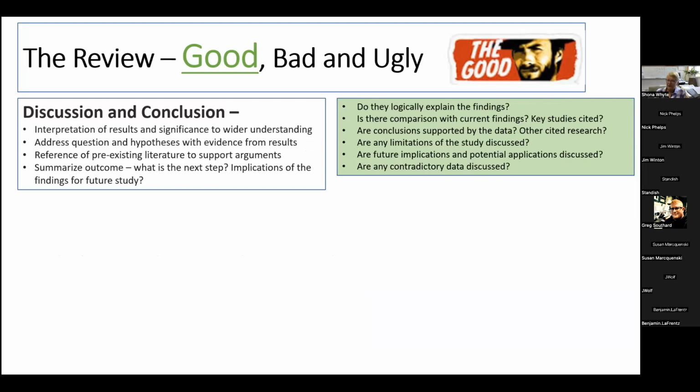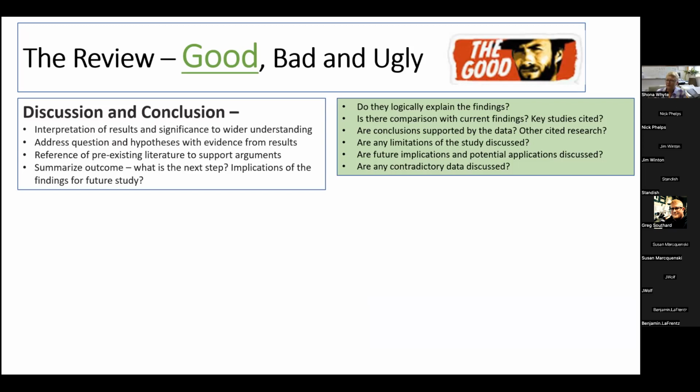In the discussion and the conclusion, so this is wrapping it up. This is interpretation of your results. This is talking about the literature and justifying your interpretations with what is found in the literature, or having a contrary opinion to what is in the literature because you're showing evidence to the contrary. And then a summary: what is the next step and how is this important? What's the implications? So do they logically explain those?